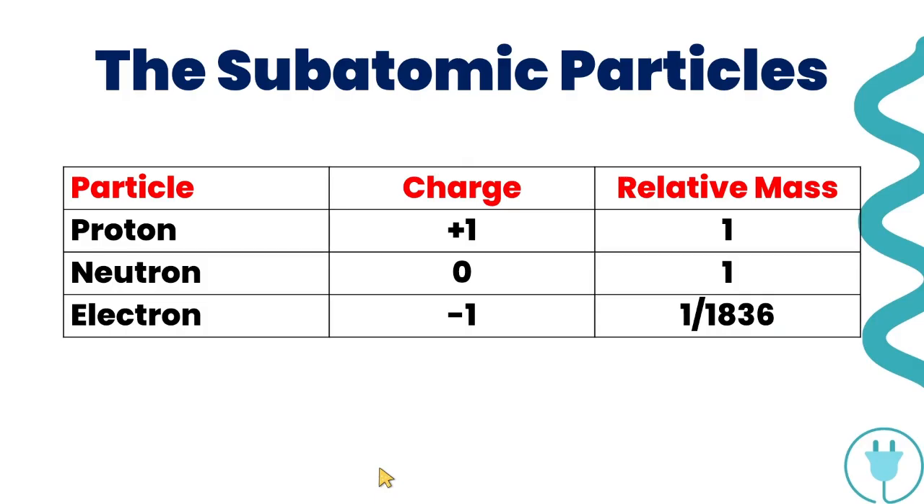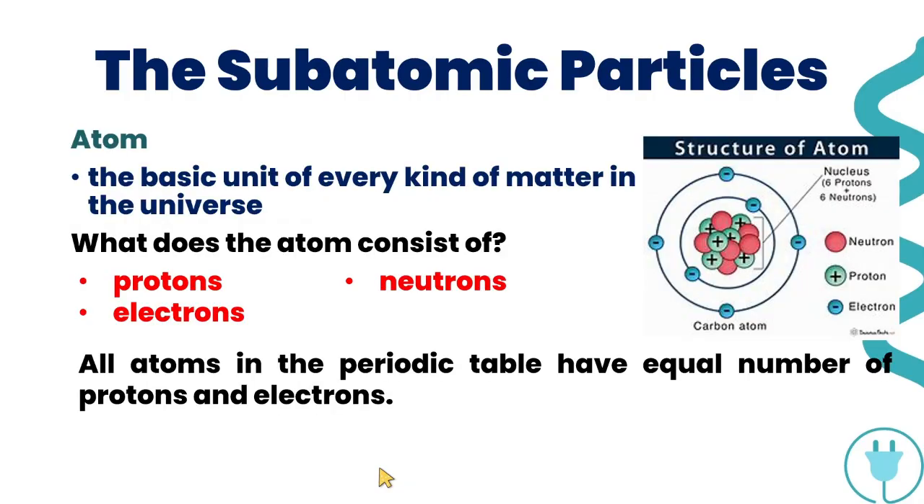This table shows you the characteristics of each of the subatomic particles. We can see here that protons carry positive charges, neutrons have no charge, and electrons carry negative charges. Protons and neutrons are located in the nucleus, while electrons move around the nucleus. The interaction between these subatomic particles, especially protons and electrons, is the basis of electrostatics.